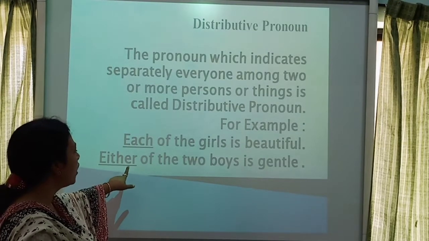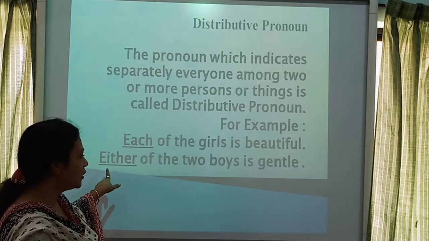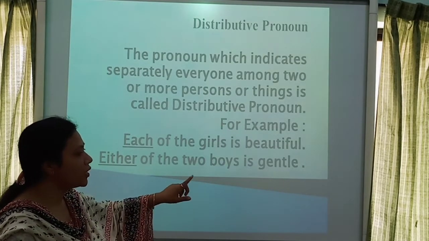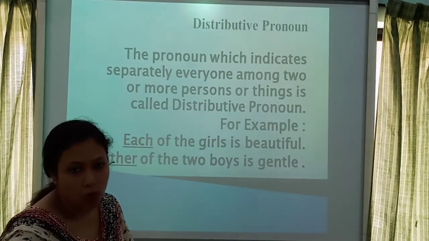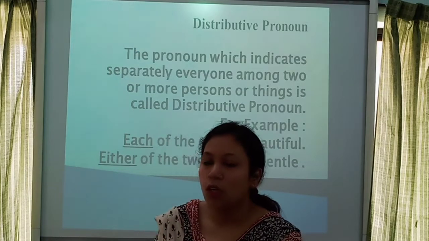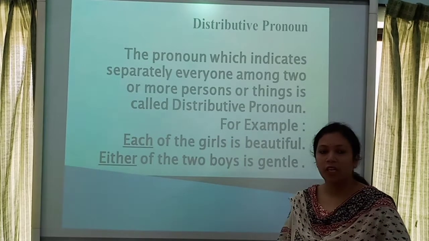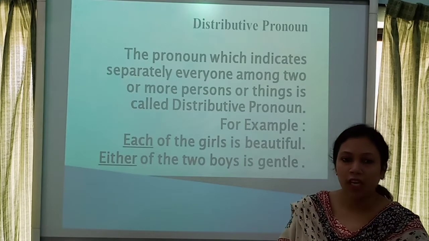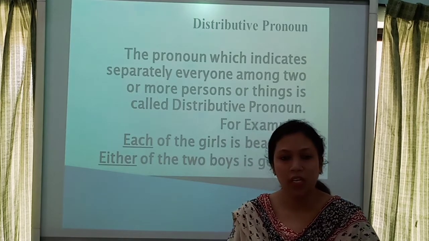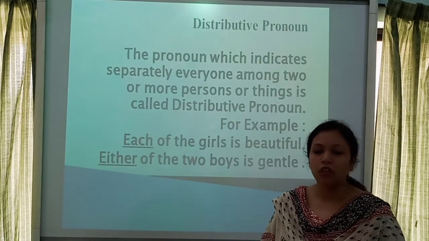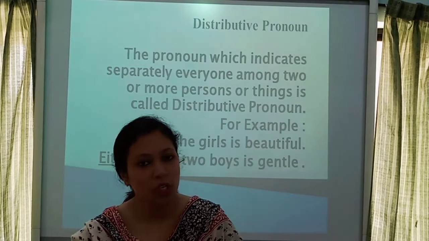Number 2, either of the two boys is gentle. Here, either is distributive pronoun. Here, more identifying point is each, every, either, neither. If any sentence starts with each, every, either or neither, you understand it's distributive pronoun.